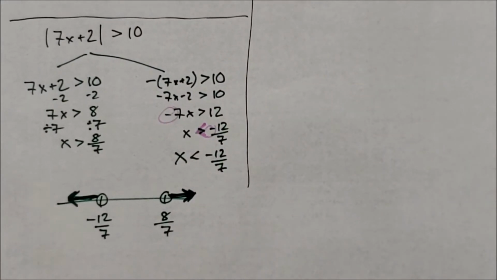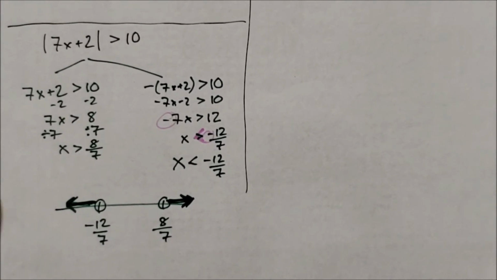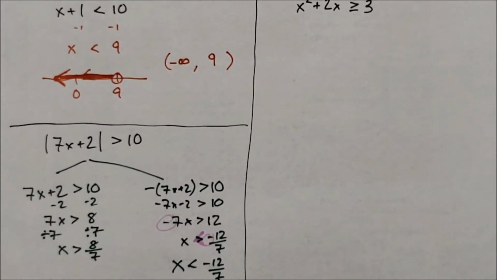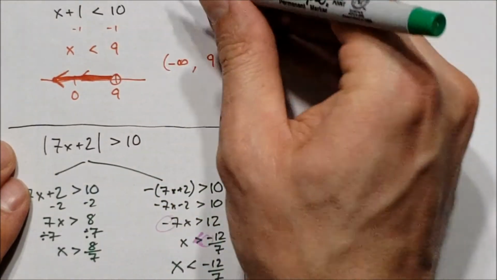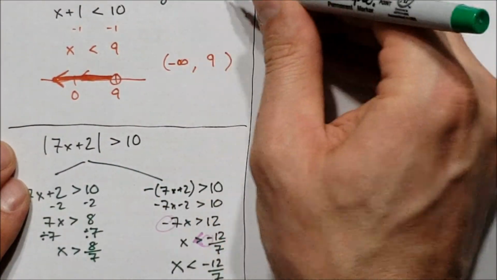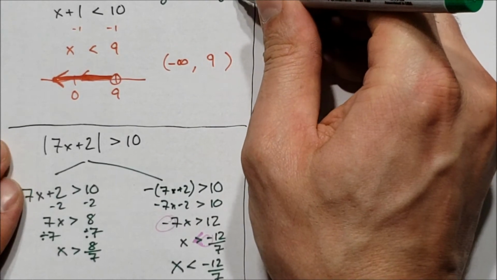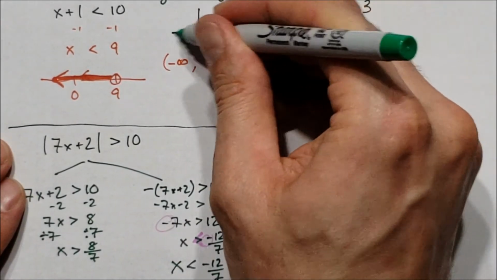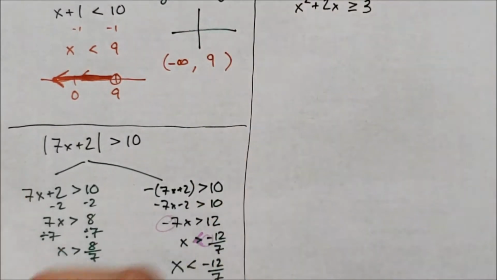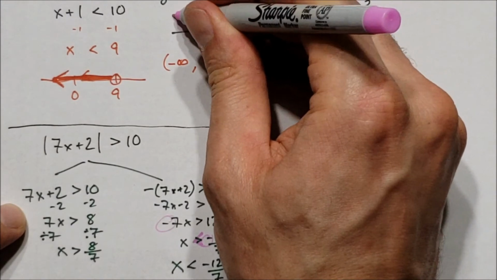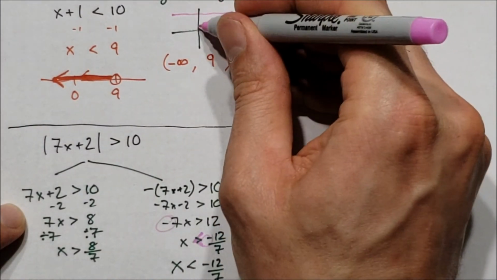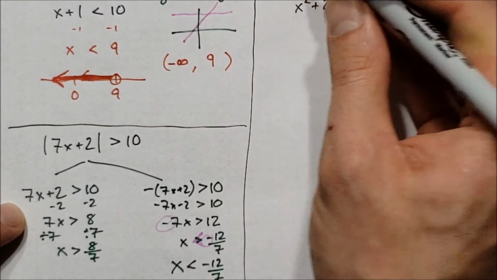Now let's look at this in a two-dimensional graph. First off, the x plus 1 less than 10. If we were to graph this, let's say it's y is equal to x plus 1 and y is equal to 10. Graphing this, we have 10 right here. Let me switch colors again. 10 is right there. x plus 1, up 1, slope of 1.